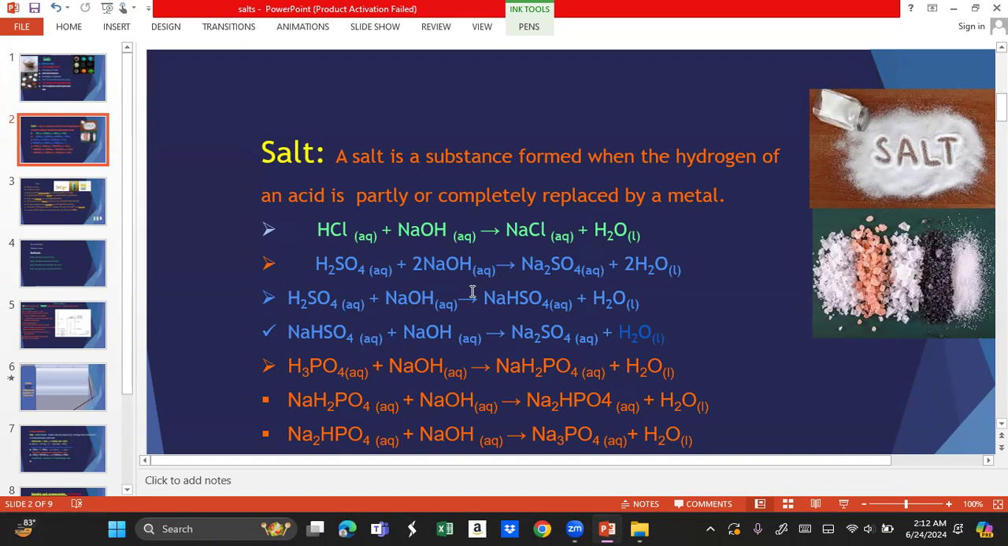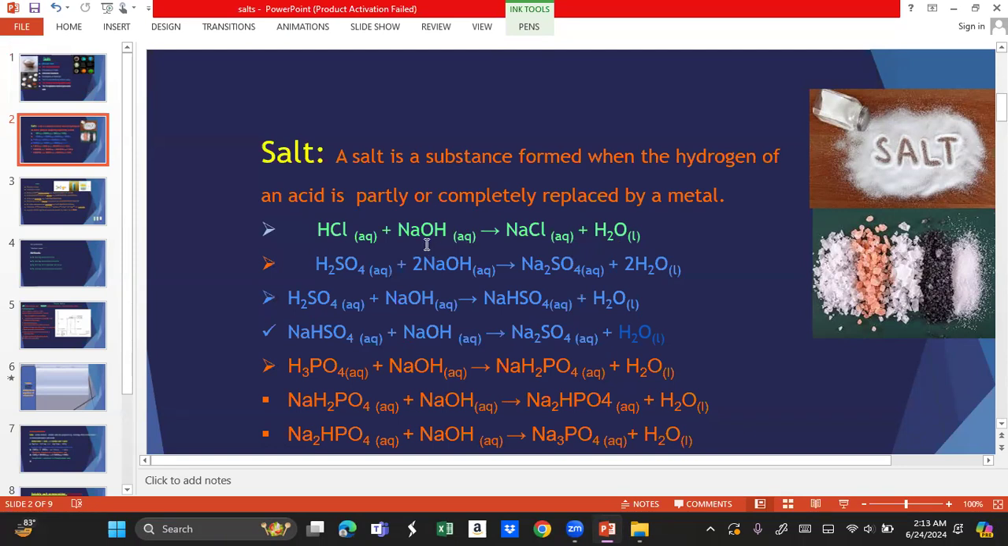For example, let's take an example for the formation of sodium chloride. For preparing sodium chloride solution, the soluble salt, the word aqueous shows it is soluble. Whenever the word aqueous is written, that means it is soluble in water. Aqua means water. So hydrochloric acid and sodium hydroxide, which is an alkali, can be called a base as well, when they react together, they produce sodium chloride and water as a byproduct. Hope you know how this equation is made.